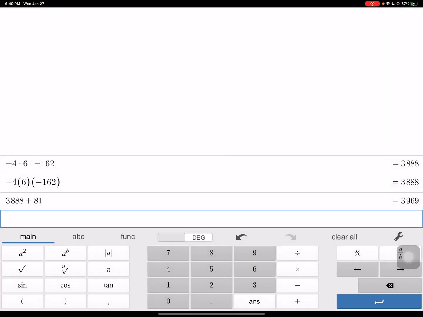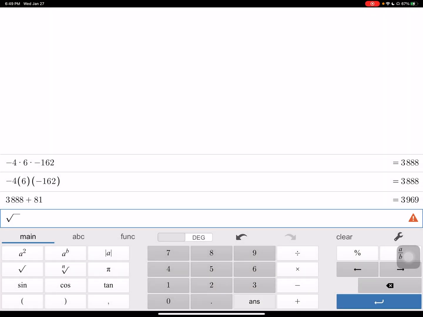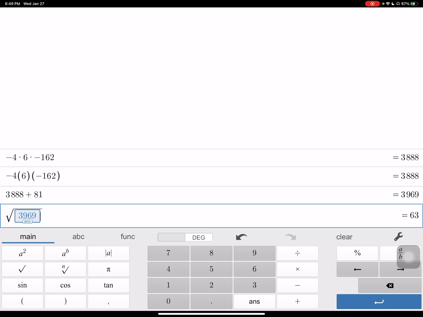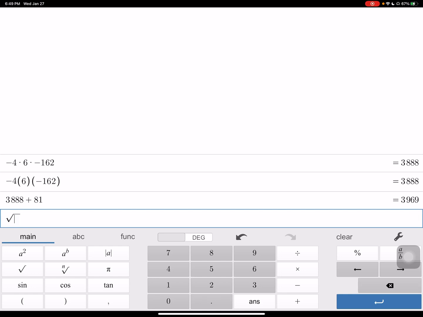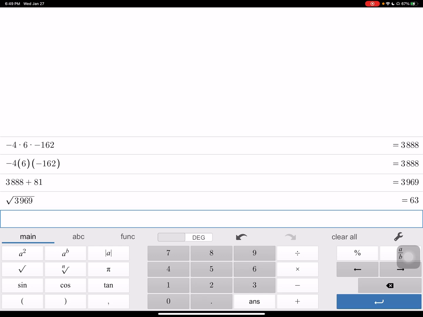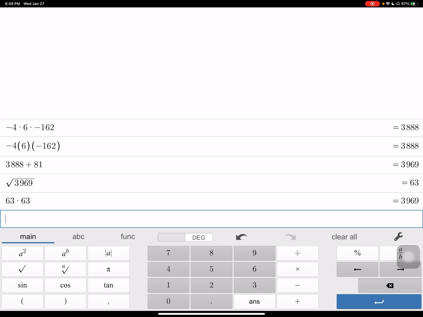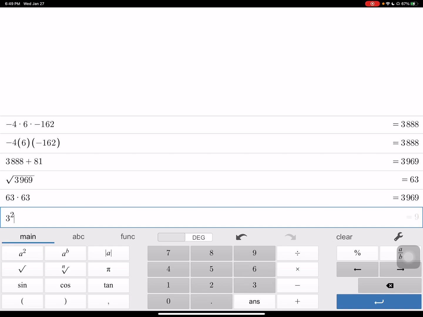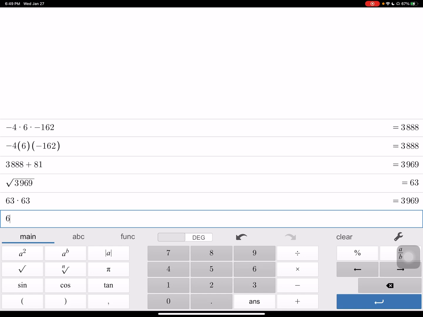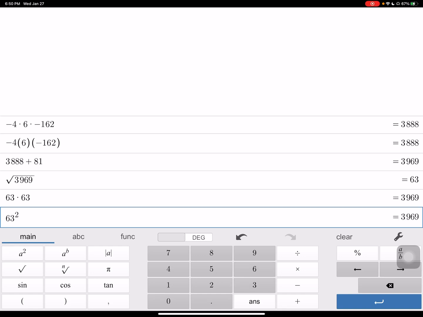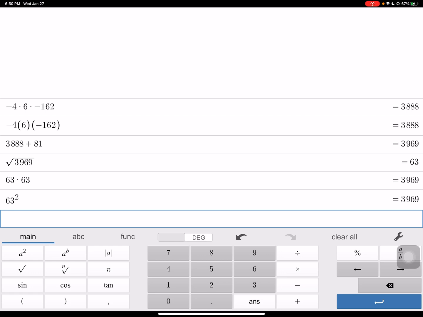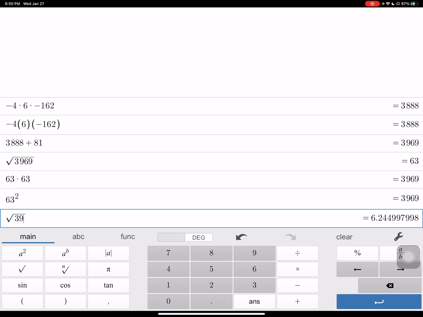Okay, so we're going to do the square root, and you can just push the answer button, and it'll bring up the previous answer there. You could definitely just type it out, but to save time, you can use the answer button. 63. It is a perfect square because 63 times 63 is 3,969. 63 squared is 3,969, right?